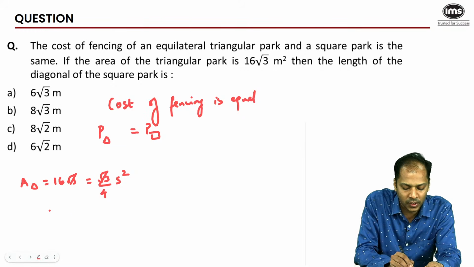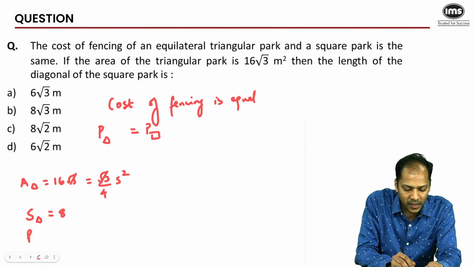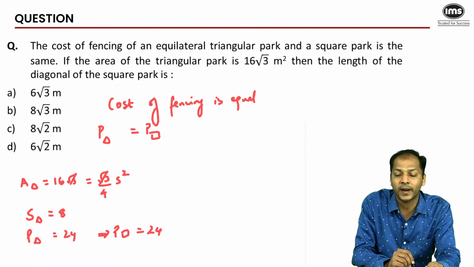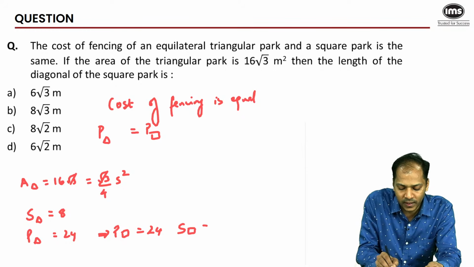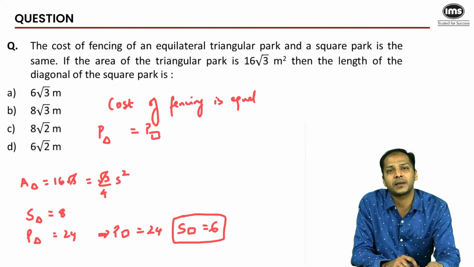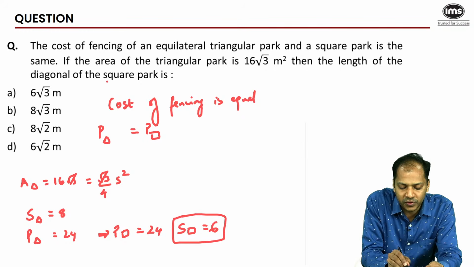Therefore the side of the equilateral triangle comes out to be 8. If the side of the triangle is 8, the perimeter of the triangle is 24. Therefore the perimeter of the square is also 24. And if the perimeter of the square is 24, the side of the square is 1/4 of 24, which is equal to 6. So we find that the side of the square is 6, but we were asked to find the length of the diagonal of the square park.